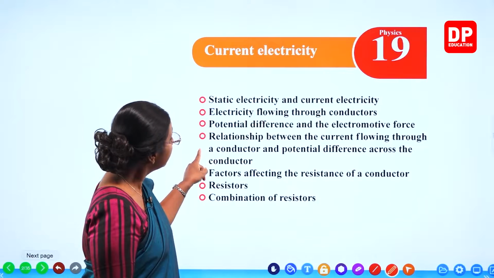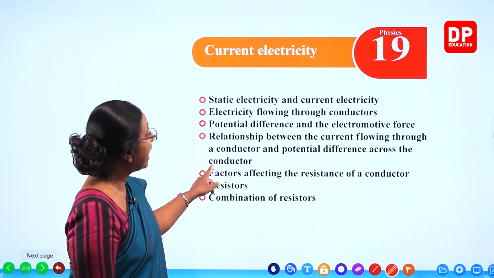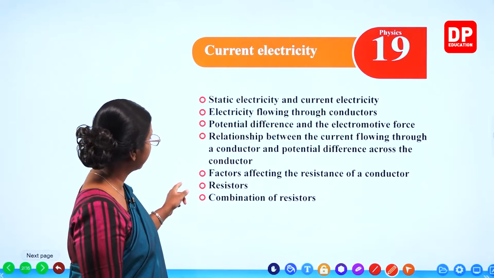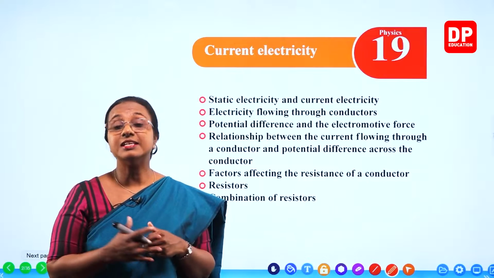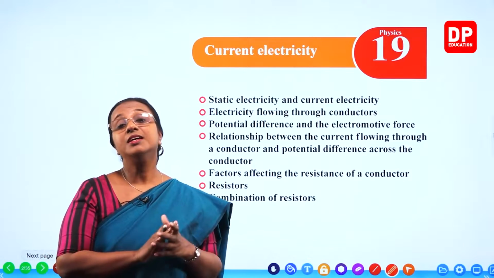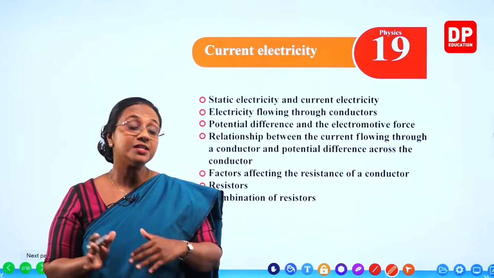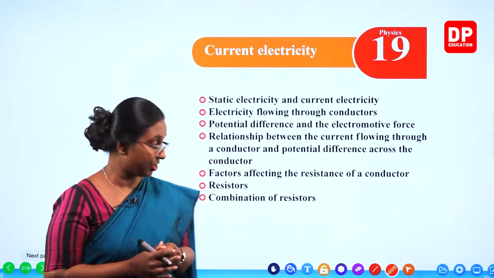Then we have the relationship between the current flowing through a conductor and the potential difference across the conductor. So usually there is a relationship because the potential difference drives the charges to flow. Because of that, current flows. So we will be discussing that relationship.